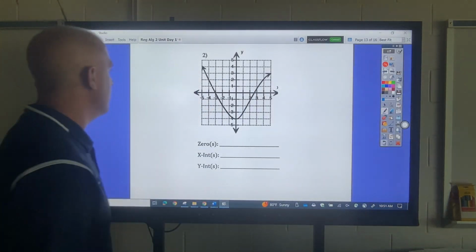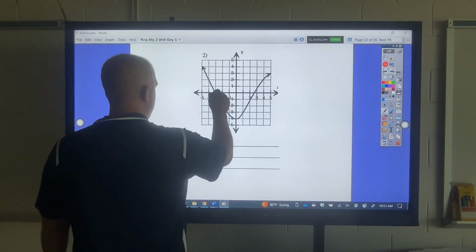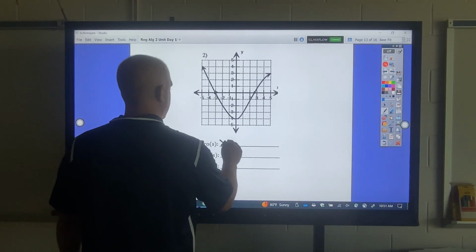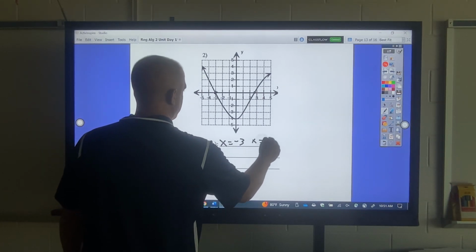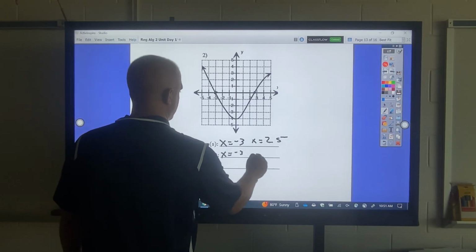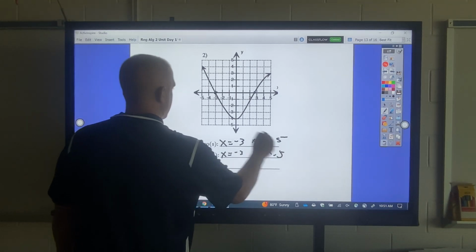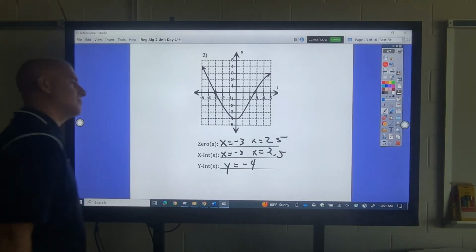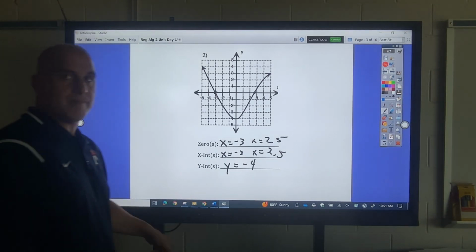All right. My x-intercepts, okay, that crosses there, that crosses there. So I got an x equals negative 3. X equals 2.5 is fine. That crosses the y-axis at y equals negative 4. Okay. So you got to remember that from algebra 1.